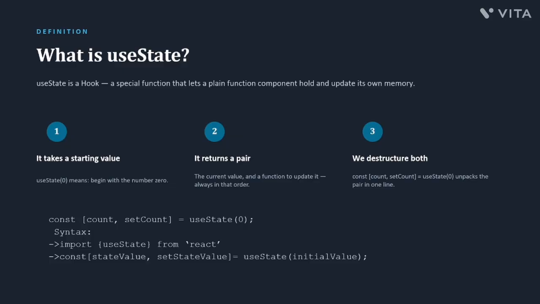Okay. So useState is actually a hook, or a special function, that lets a plain functional component hold on to its own memory. Okay, the same idea. It needs to hold on to its memory so that we can update the values whenever we are performing any actions. Okay, so there is a certain way to write this, and it has been described over here at the bottom.